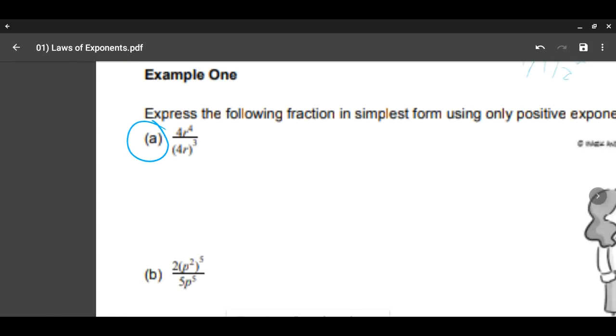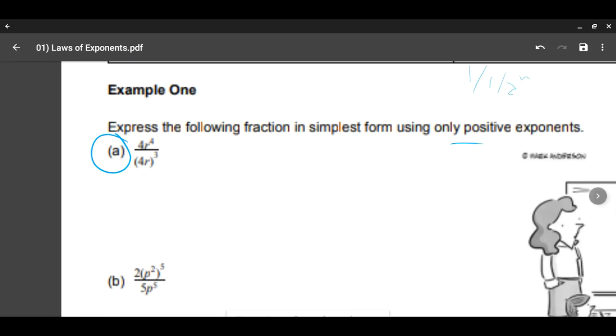Okay, at this point, you've tried it, and you wanted to make sure that you follow the directions. They only want positive exponents. So if you keep in mind here, my numerator didn't have any parentheses to deal with, so I'm going to leave that as it is. My denominator, this is 4 to the third times r to the third.